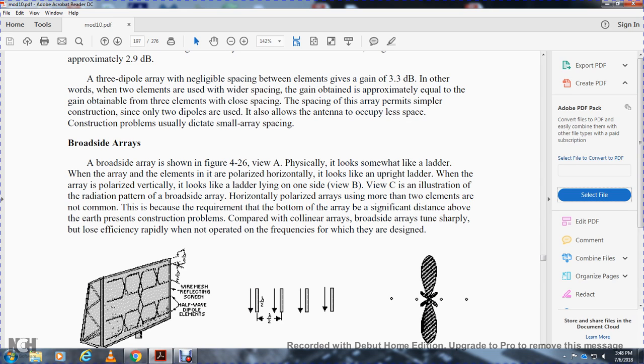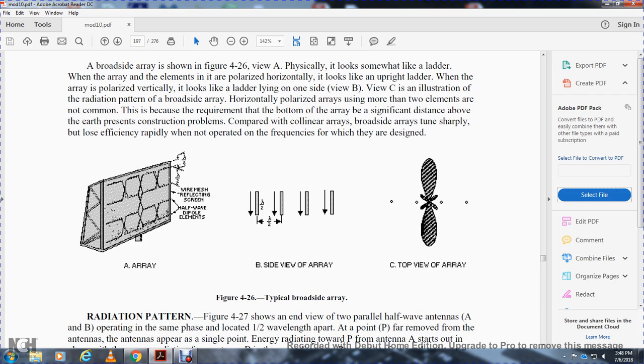Horizontally polarized arrays with more than two elements are not common because of the height requirement above the earth, a significant construction problem compared with collinear arrays. Broadside arrays tune sharply, and losses affect efficiency rapidly; they will not operate well outside the frequency for which they are designed. Figure 4-26: typical broadside arrays: A, array; side view; top view of the array.